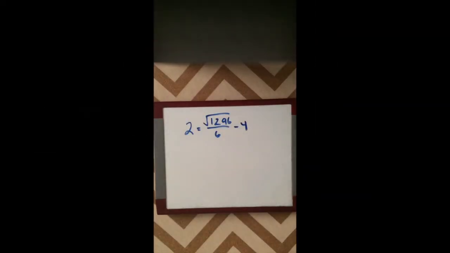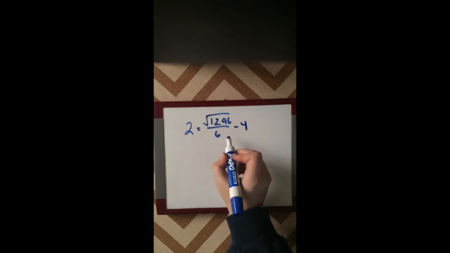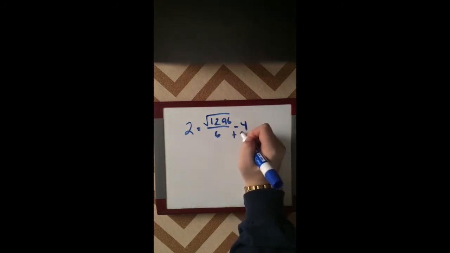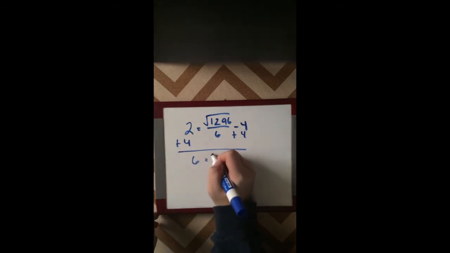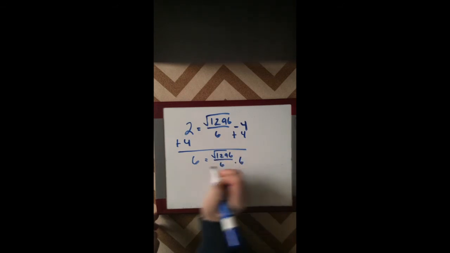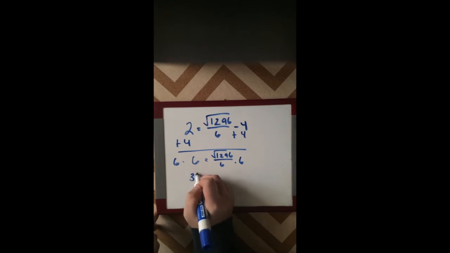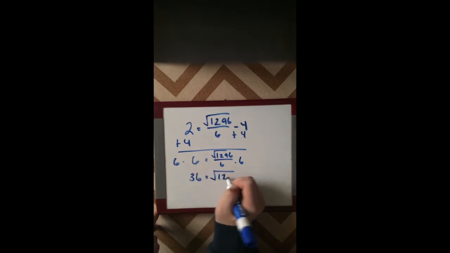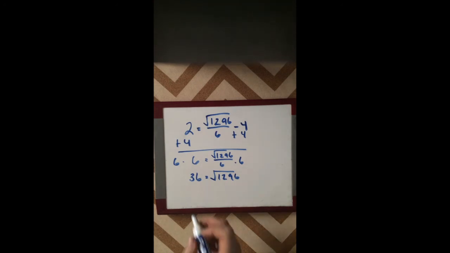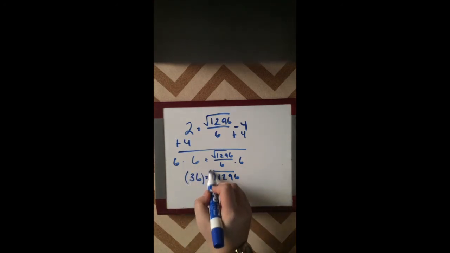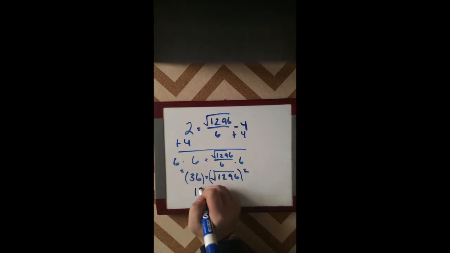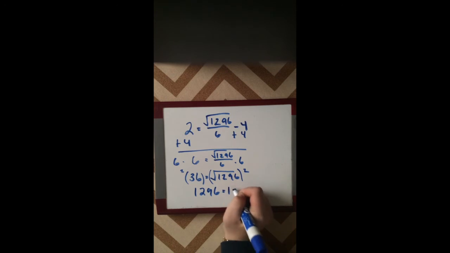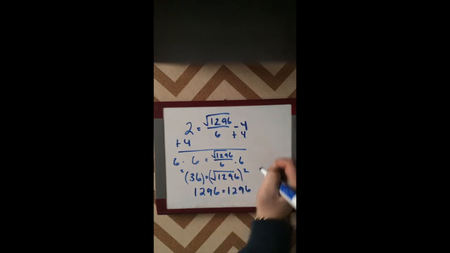Again, you need to make sure that the equation does work. So by plugging in 1,296 for my x, adding 4 to both sides so I can isolate the radical, you get 6 equals square root 1,296. 6 times 6, 36 equals radical 1,296. And then you're going to want to square both sides. And yet again, 36 squared equals 1,296 equals 1,296. So this equation does work.